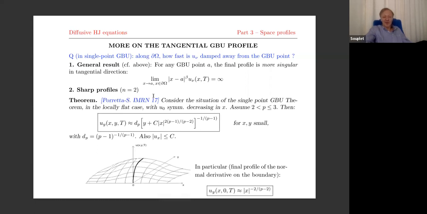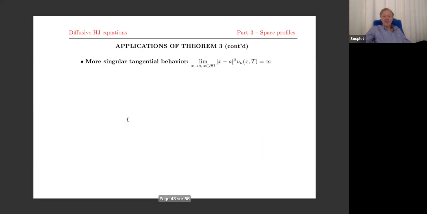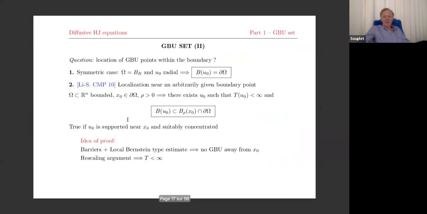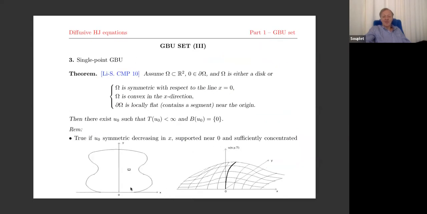We were able to construct sharp space profiles in 2D. So we go back to the situation of the single point gradient blow-up theorem that I mentioned before. So I'm in a locally flat domain. Let me maybe show this slide again. Okay, yeah. So this is the kind of domain which I'm considering, and it has a flat part to simplify, maybe for technical reasons, with this kind of symmetry.